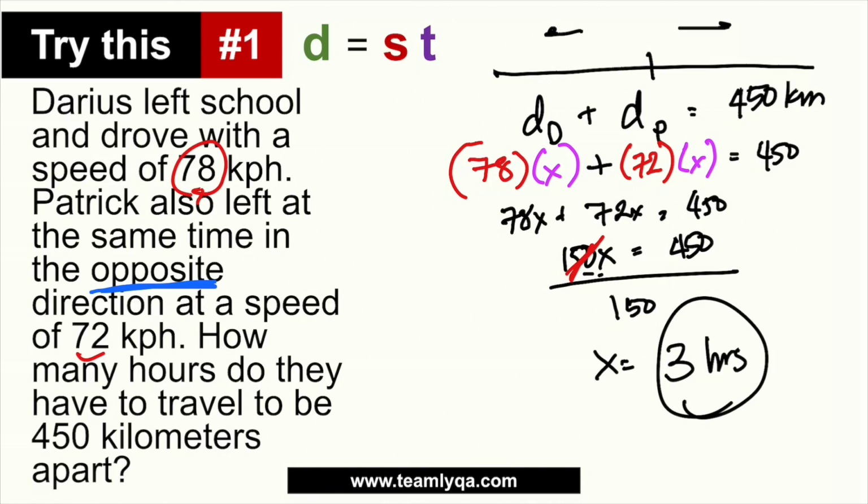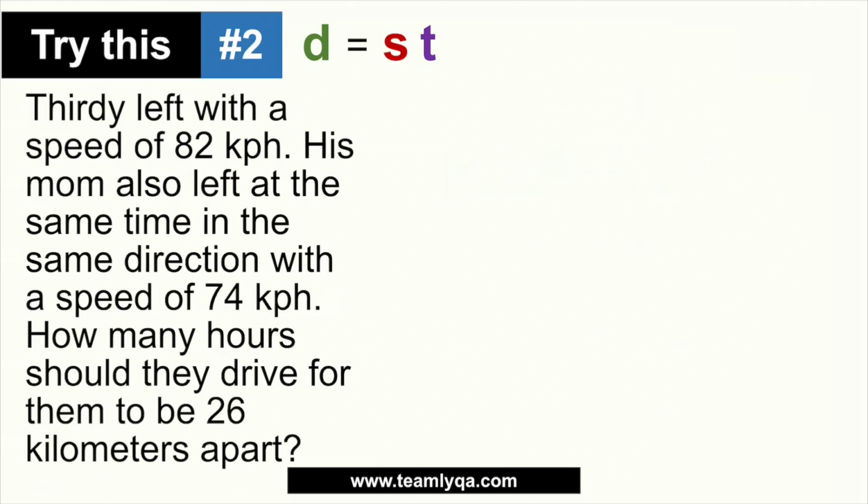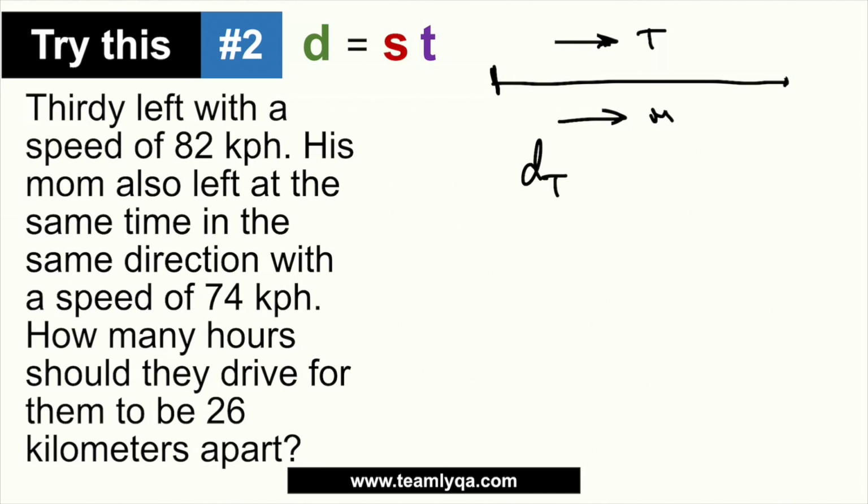Now, it's time for us to try yung susunod na problem, which is, paano naman kung same direction? Okay? So this time, it's about 30. Sabi, 30 left with a speed of 82 kilometers per hour. His mom also left at the same time, pero they're going the same direction. So kung si 30, paganyan yung nanay niya, paganyan, okay? So, pareho sila ng direction. So, this time, ang ating magiging formula would be yung distance ni 30 minus yung distance ng kanyang mommy, lalabas yung distance nila kapag sila ay nag-travel at kung gaano sila ka magkalayo, which is 26 kilometers, okay?